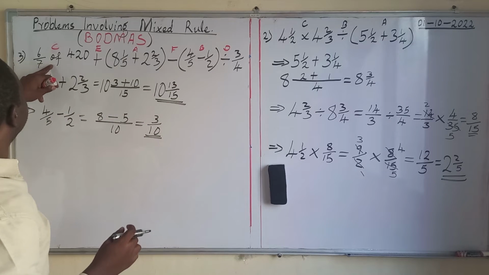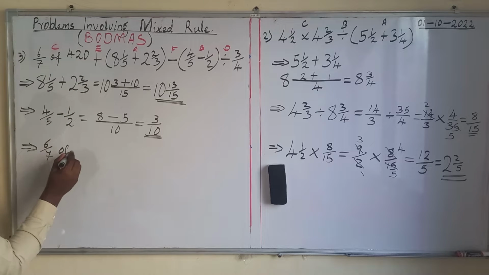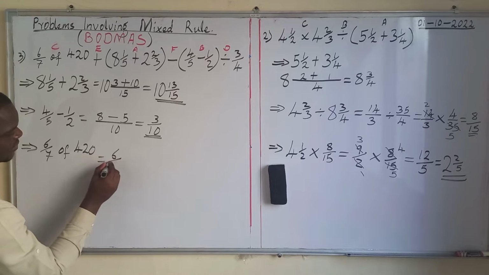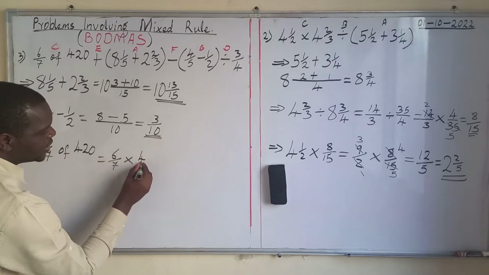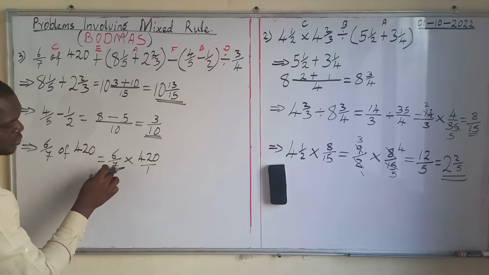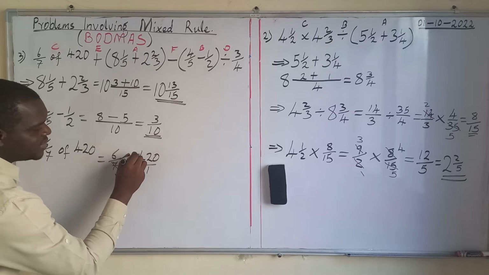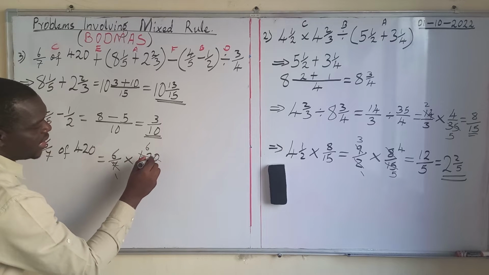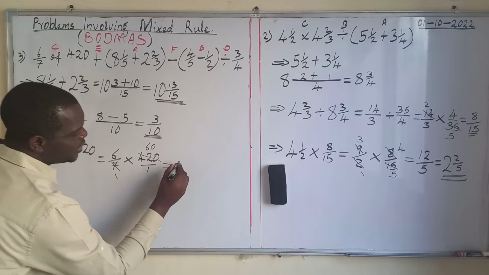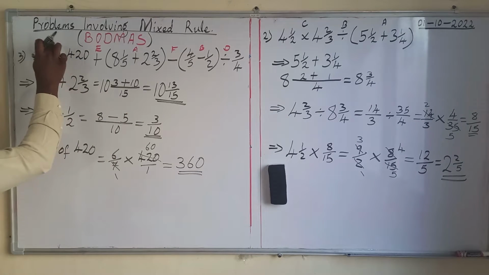Let's move to C. We have 6 over 7 to the left, and to the right we have 420. This is the same as 6 over 7 multiplied by 420 over 1. With this, 7 is a common factor to 7 and 420. So 7 divides itself one time. 7 divides 42 6 times, and 0 0 times. So 6 times 60 will give 360. We are done with C.